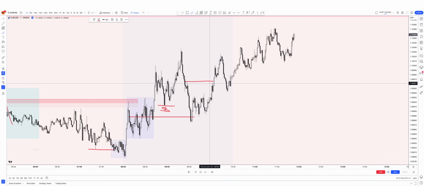And what do we have? We have an inside bar followed by initiation to the upside. And that's a representation of range and initiation. That is demand being created in the market.